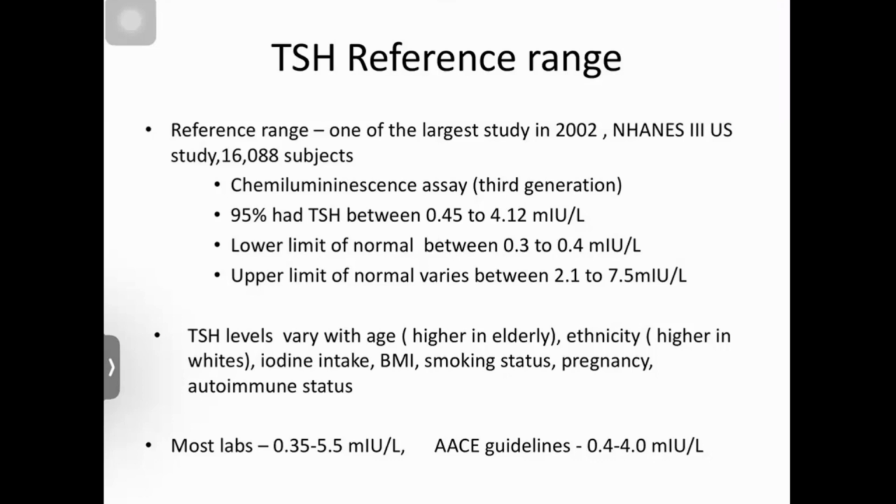So the most of the labs that we come across in our place or anywhere across the globe will have 0.35 to 5.5 milli international units per liter. And the guidelines by the American Association of Clinical Endocrinologists say that it's between 0.4 to 4. And all this has been possible because of the third generation TSH assays.